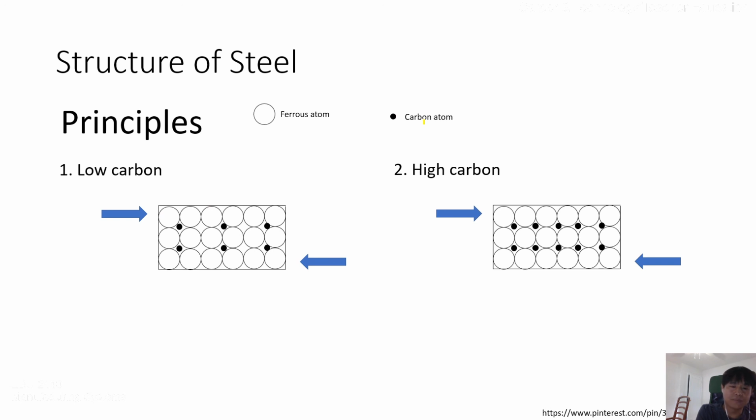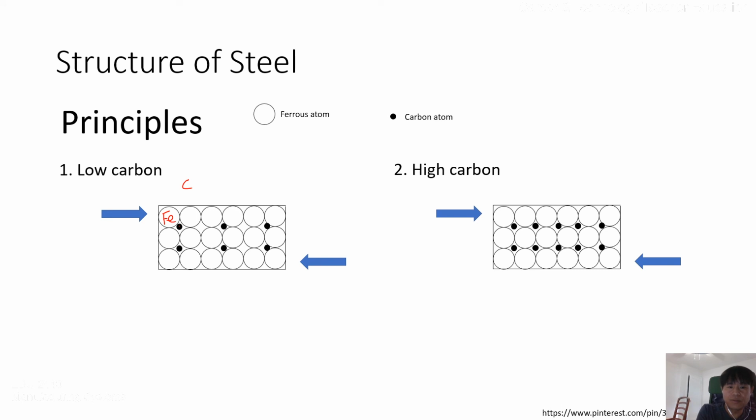So most metal products contain a certain percentage of carbon to make steel. I'll show you a high percentage of carbon and a low percentage of carbon in iron. There are two examples: the first one is low carbon, and the second one is high carbon. The big one is Fe, iron. The small one is carbon, right?